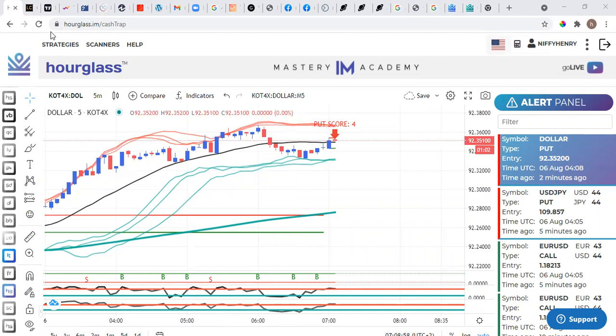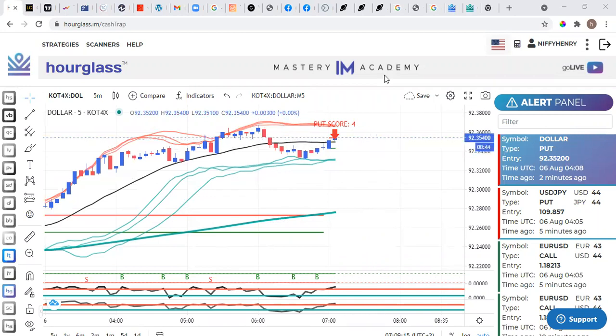Okay, so I'm going to be teaching you how to use the Hourglass, which you also know as Cash Trap. This is a web app. We call it strategies. It's one of the strategies on HIM Academy.